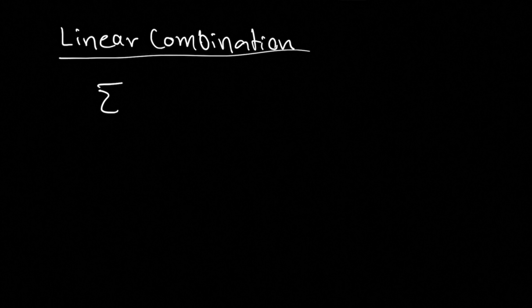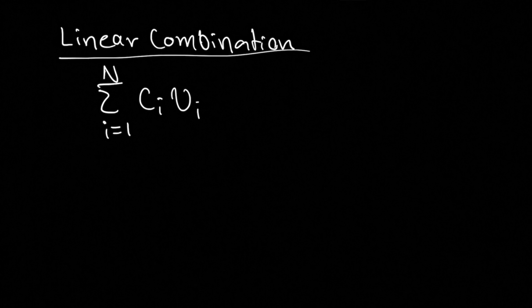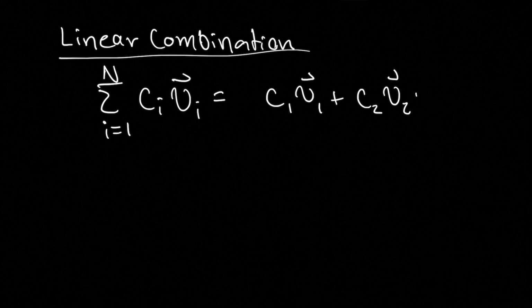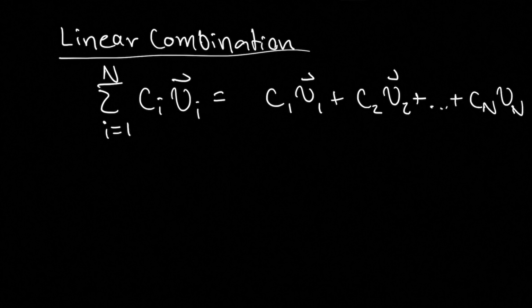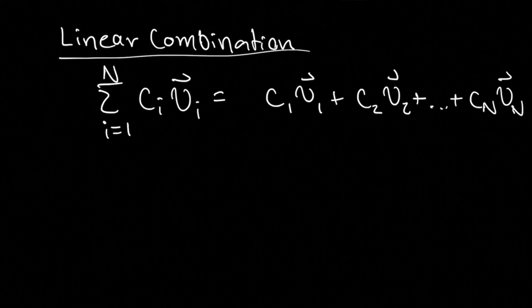A sum of the form that we just discussed is called a linear combination, and it's very important. So it's a sum over capital N vectors of a coefficient times each vector. In the animation I just showed you, we had c1 v1 plus c2 v2, and that's where we ended. But if we have some number n of vectors larger than 2, then it would go on until cn vn, like so.